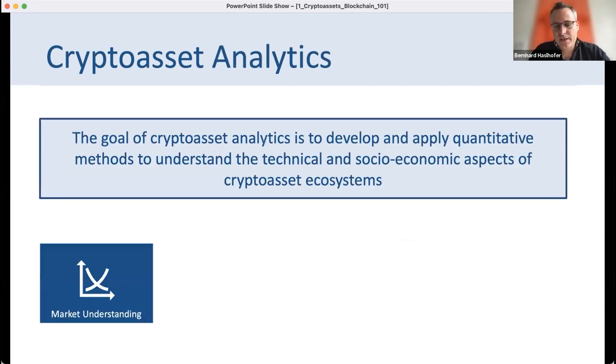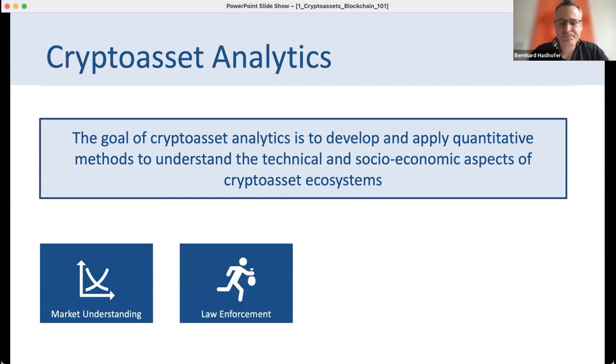Why is it important? Again, I've been working on this topic for more than 7 years now. And we found that there are a number of use cases that rely on developing and applying some quantitative methods to understand properties of this crypto asset ecosystem. First, there's of course market understanding. You know that Bitcoin and other tokens have achieved quite some market capitalization. So there is a lot of money involved, to keep it short. And as soon as there's money involved, there's of course a natural need for understanding how the market looks and how the market evolves. So market understanding is naturally a primary application area.